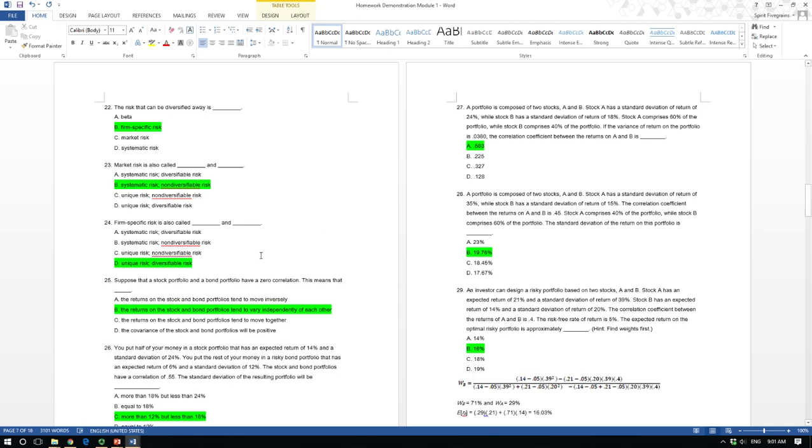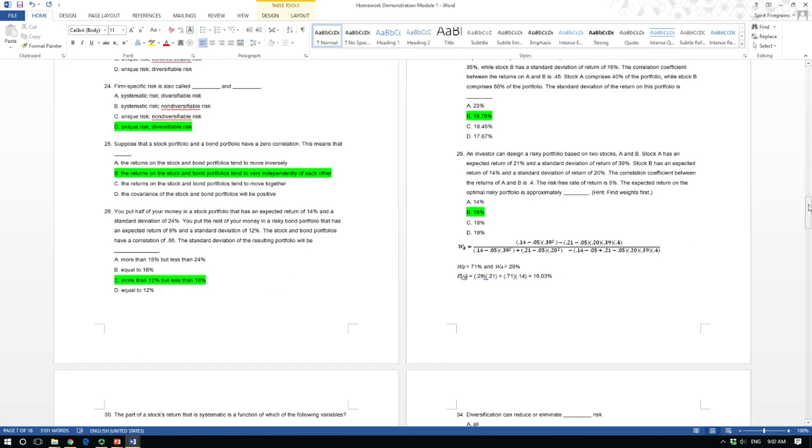Number 24, firm-specific risk, also called what? This is very similar to number 22. Firm-specific risk, also called unique risk, unsystematic risk, or diversifiable risk. And only D is the best choice.